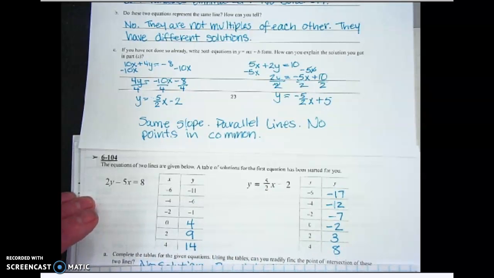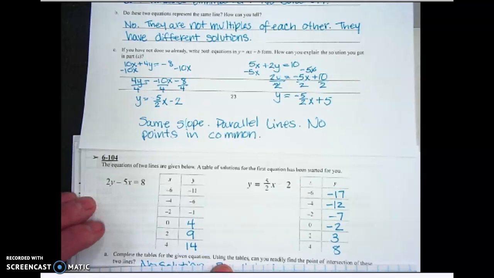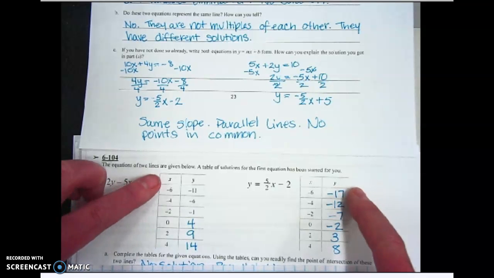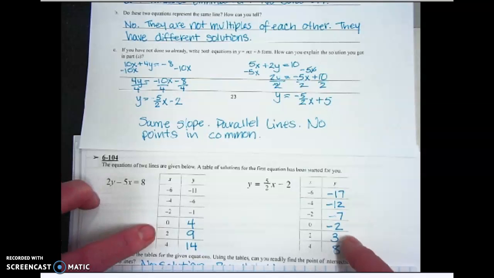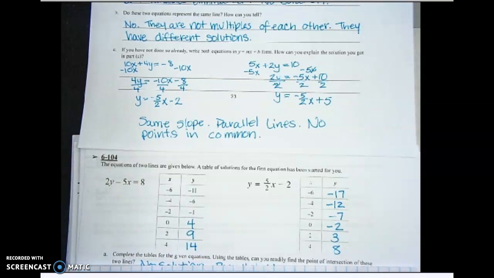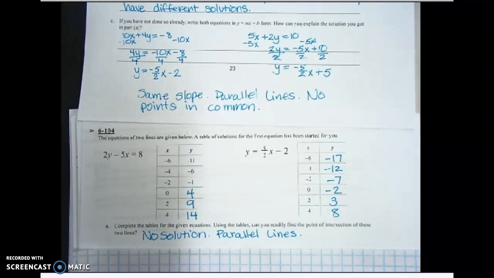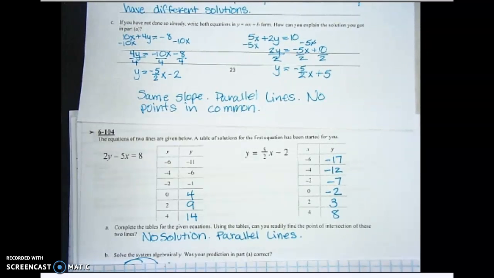So the question is, after you've completed the tables for the given equations, can you readily find the point of intersection? Are there any points where the answer is the same? No. So you're going to say no solution. These are parallel lines. Okay? Then they ask you to solve the system algebraically. Was your prediction in part A correct?